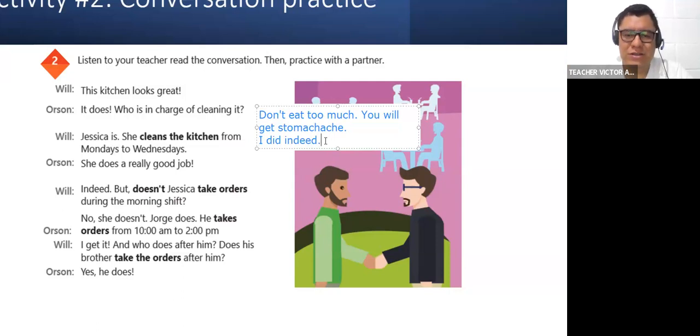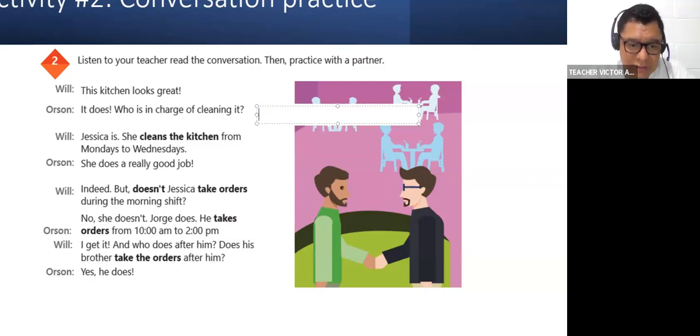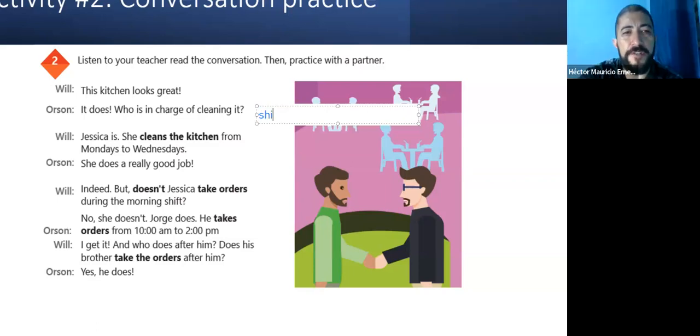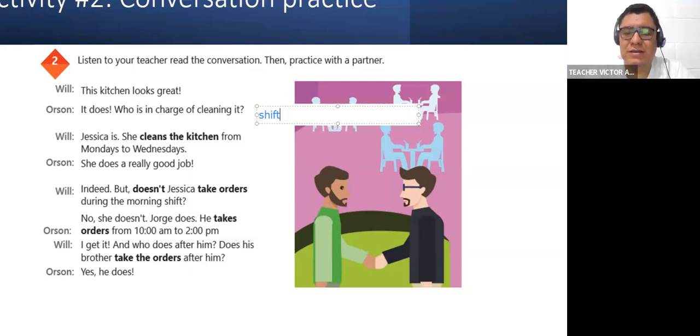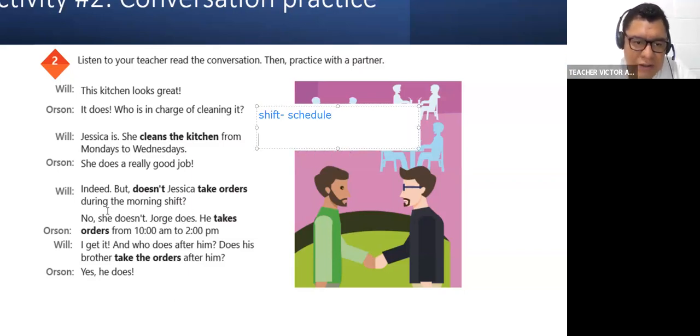All right, good question. Any other question that you might have, guys, about vocabulary? Shift, morning shift. That means this is similar to the schedule, right? For example, that's why it's saying here, during the morning shift, she doesn't work at this. It takes orders from 10 a.m. to 2 p.m. So when we're talking about schedules, it means shift.